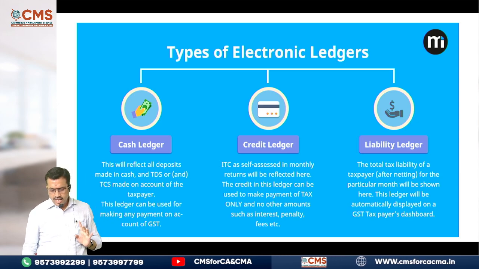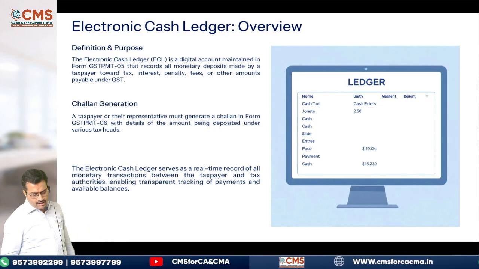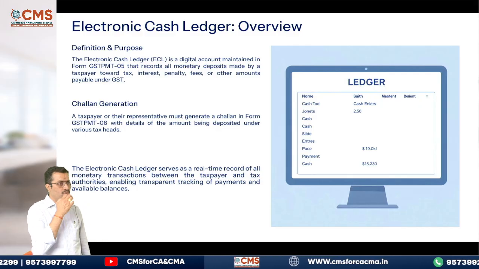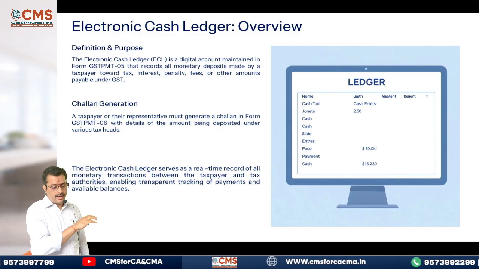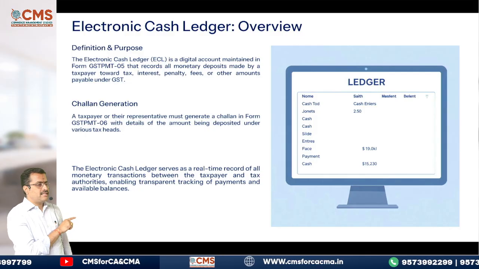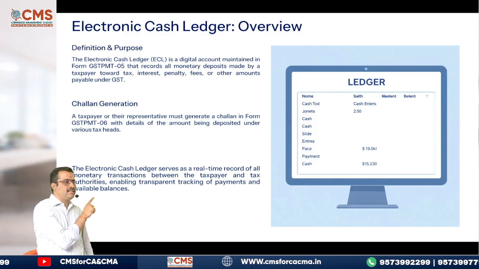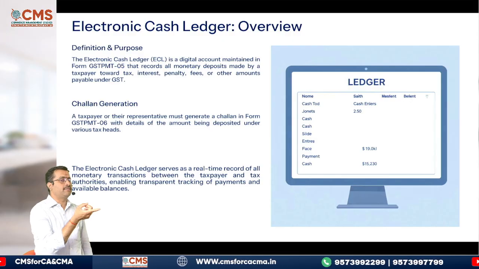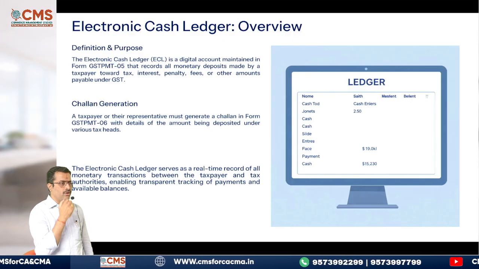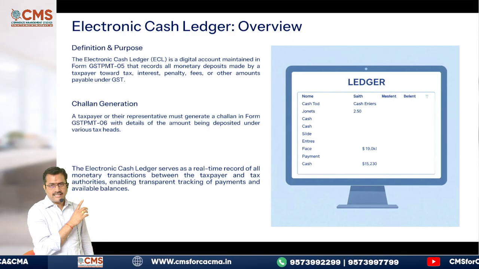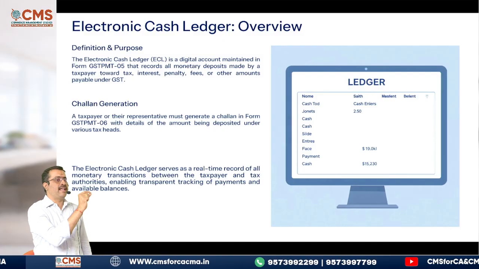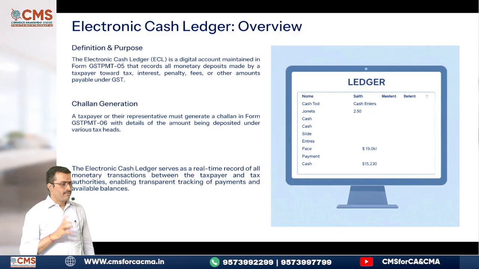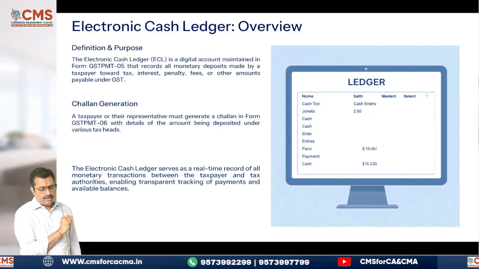That amount you can use to set off your liabilities. Right. Now, what will be there in the electronic cash ledger? Let's see an overview of the cash ledger, because they are asking you. What points they are asking, I'll tell you. First, the electronic cash ledger is maintained in GST PMT 05. Form number to maintain, MCQ. Multiple choice question, I'm telling you. The electronic cash ledger shall be maintained in the form GST PMT 05.